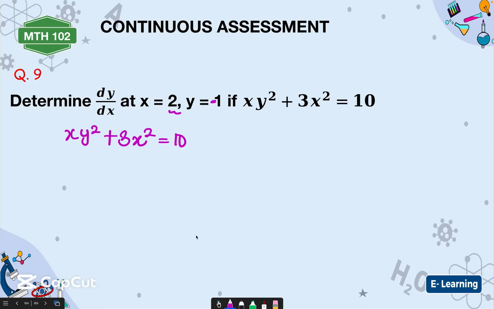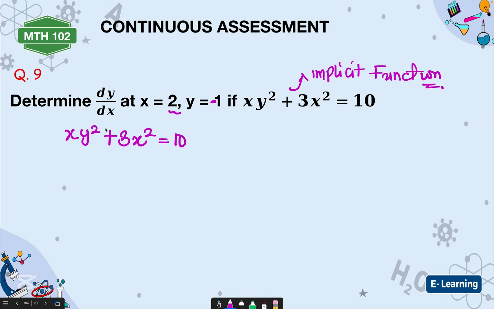Going to look at question 9. This is a continuation of the CA question for mathematics. It says determine dy/dx at x equals 2, y equals minus 1. Now, what kind of function is this? From what we learned, I taught you that this is an implicit function. Can you still remember? We said this is an implicit function.